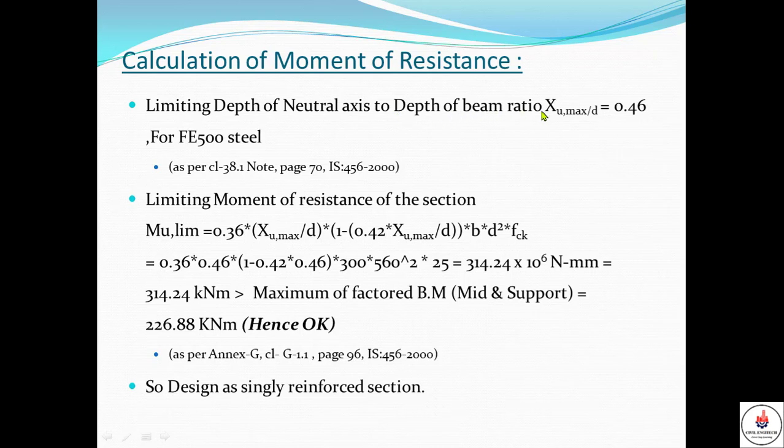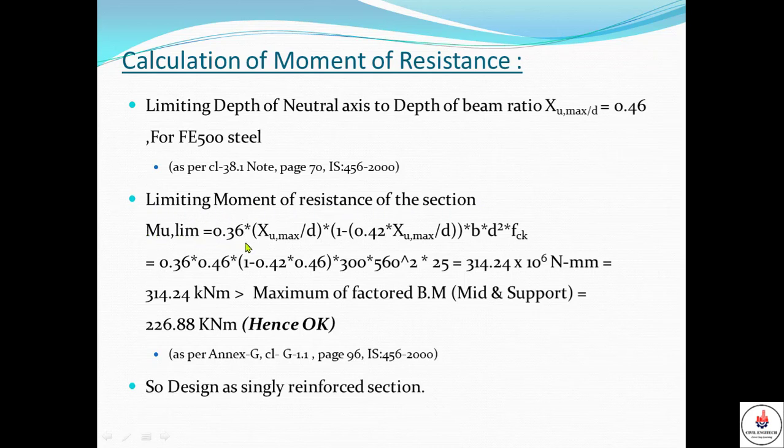First of all we have to find out the limiting depth of the neutral axis to depth of beam ratio, which is denoted as XU max by D, equal to 0.46 for Fe500 grade of steel. This value 0.46 we are getting from clause 38.1, and there is a note on page number 70 of IS 456 from where we get this value. After that we have to calculate the limiting moment of resistance of the section.